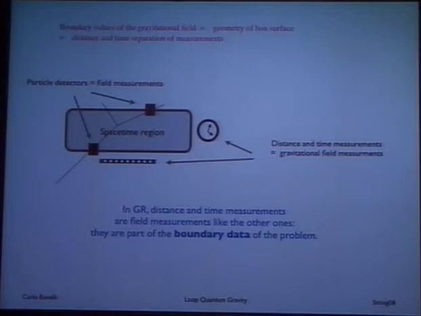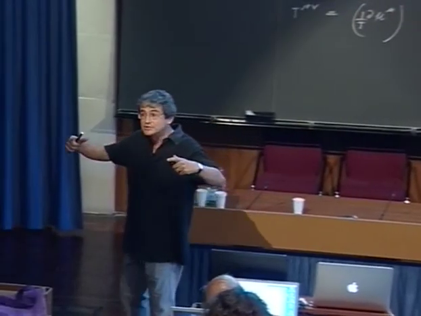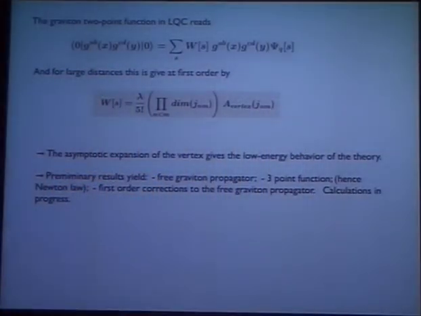Now, you can use this logic within the theory, find a way to fix the boundary states, fix the geometry in terms of the boundary state, and use this to compute, for instance, the graviton-graviton two-point function, which is a certain well-defined expression here. It turns out that in the large distance limit, so when the boundary geometry is large compared to the Planck length, this is dominated just by the vertex, or more precisely by the asymptotic expansion of the vertex for large j.